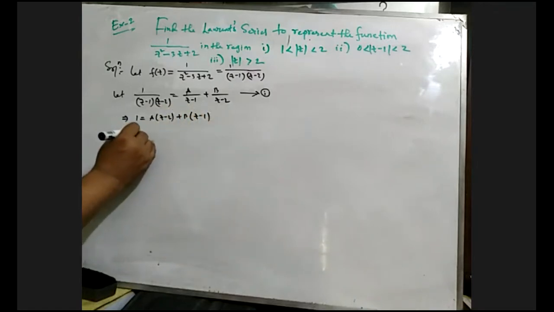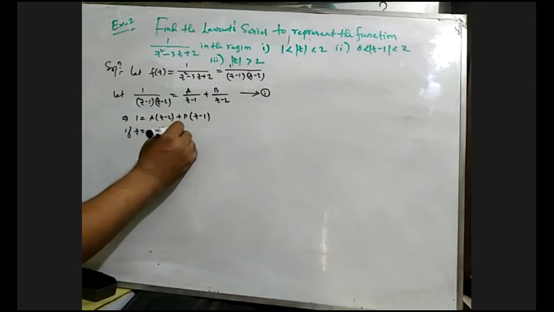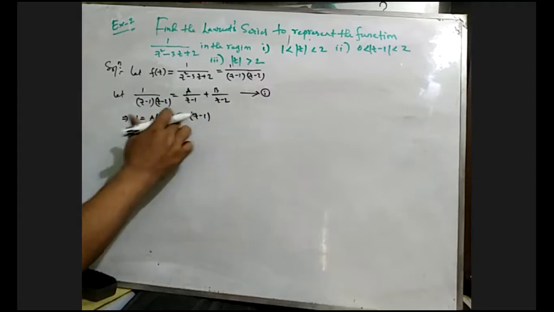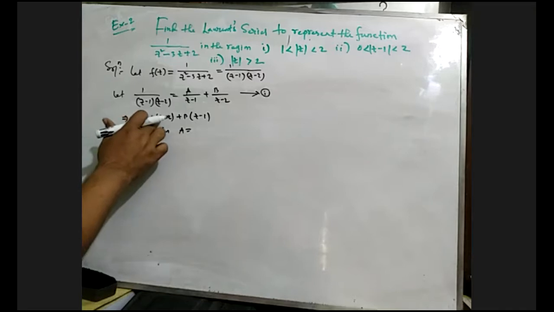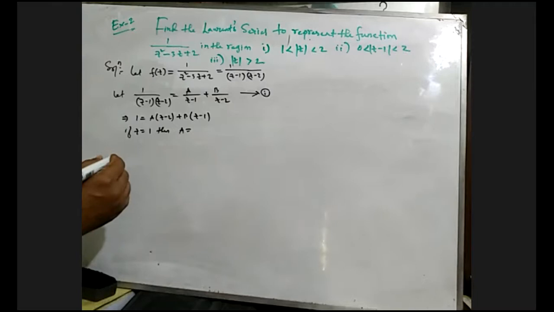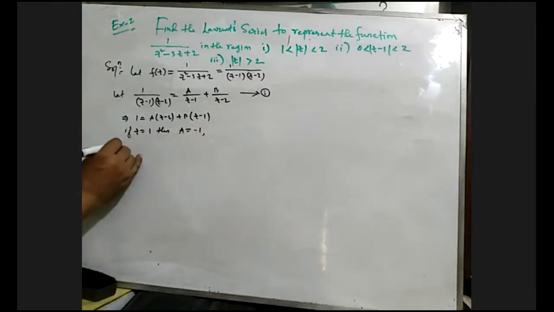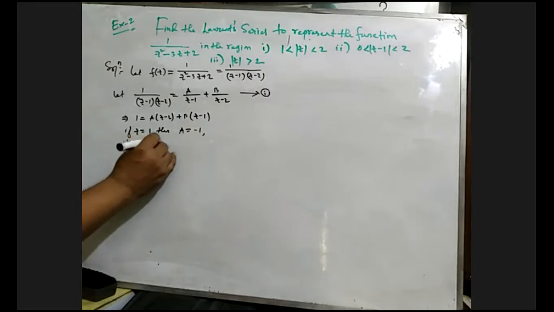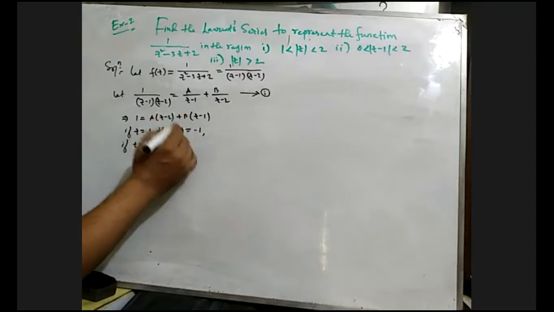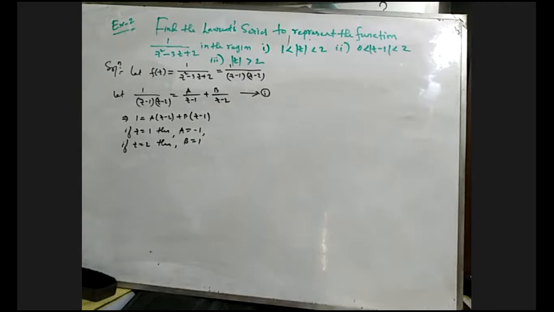So if z equals 1, then the b term becomes 0. So a times (1 minus 2) means minus a. Okay, so a equals minus 1. Similarly, if z equals 2, then the a term will become 0. Then we get b equals 1.